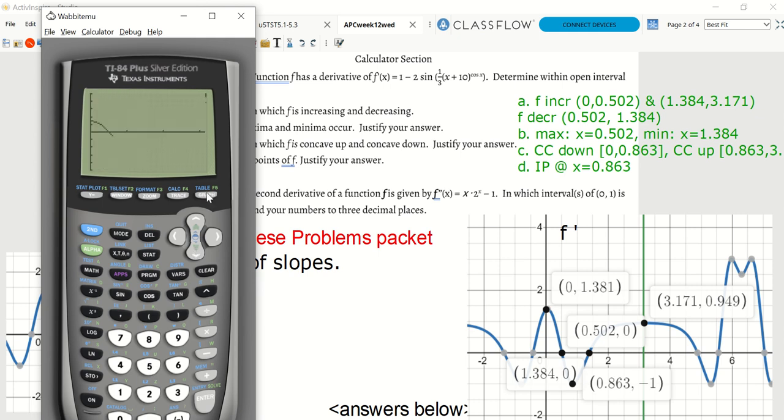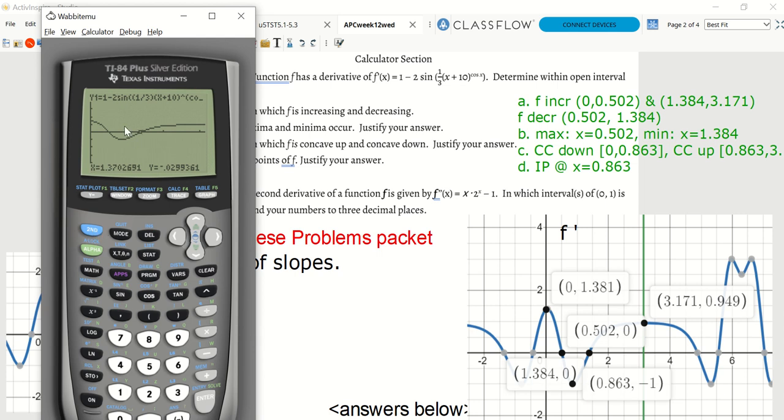Desmos is cool because all you have to do is hover over these key points to find out what they are. But if you want to find it manually, do not just go trace and find it like that. Those are estimations. To get a better estimation, for example, let's say we want to find this left point right here.